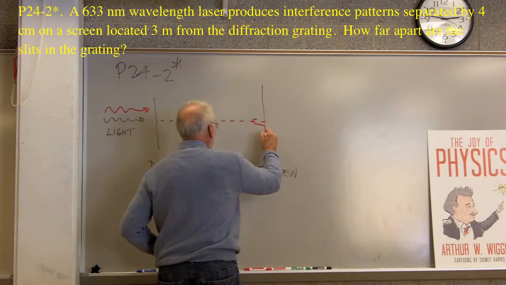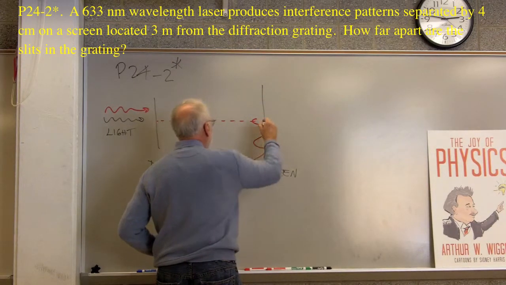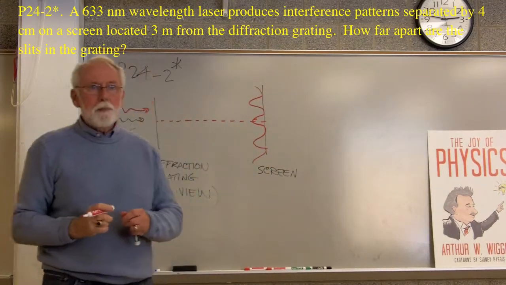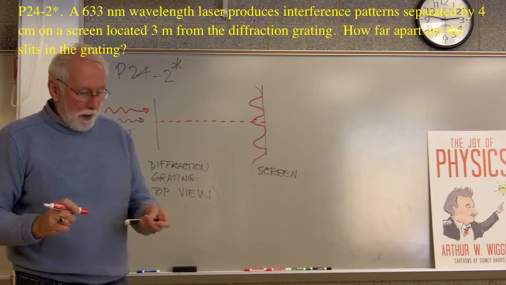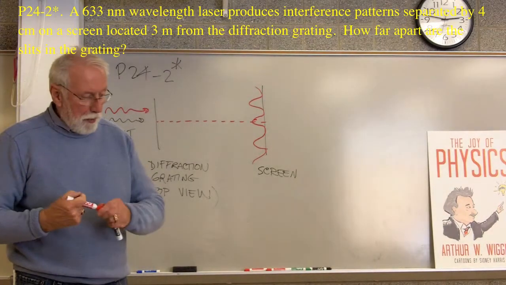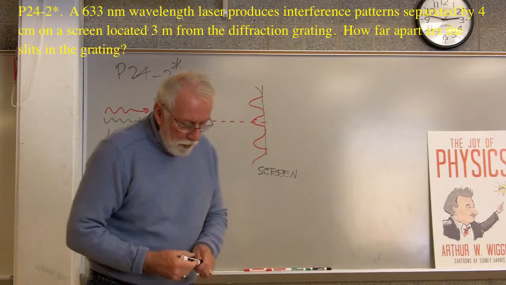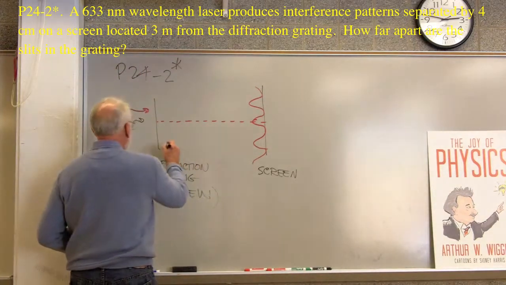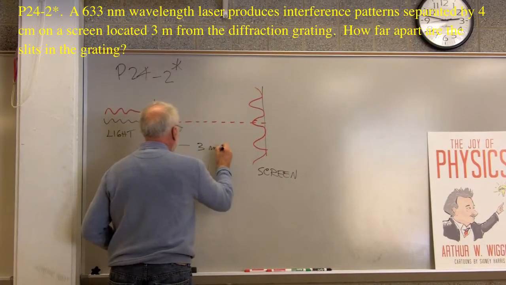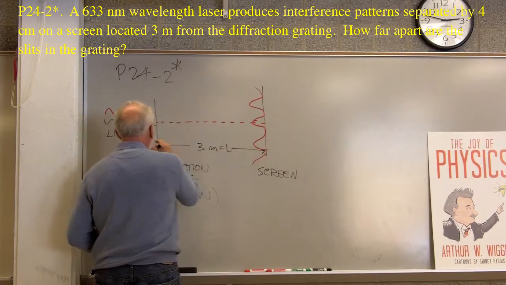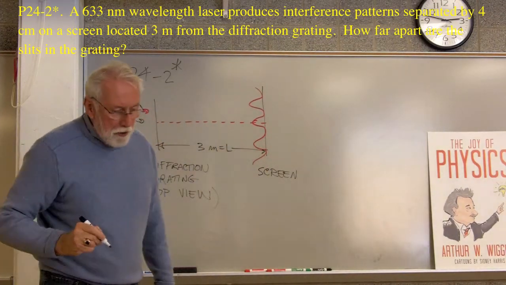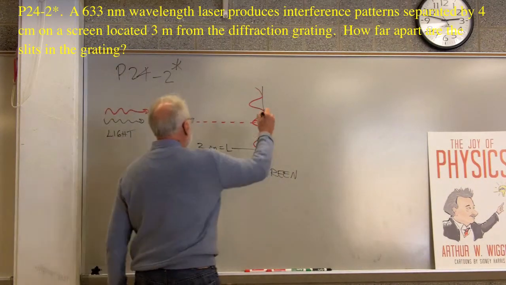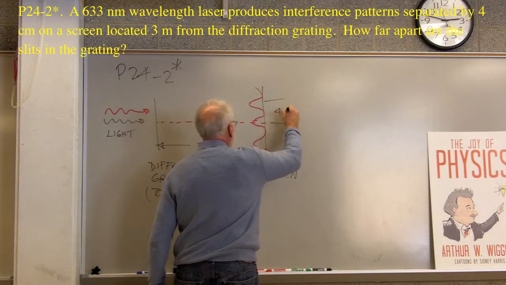It has a bright spot in the center, and a dim spot, and then a bright spot, and then more dim spots and bright spots like this, and so forth along the way. Bright and dim spots. So that's what diffraction and interference does. That's what it's all about. So then we know a few things. That is, we know that the distance between the diffraction grating and the screen is 3 meters. And we also know that the bright spots are 4 centimeters apart. So this is 4 centimeters.